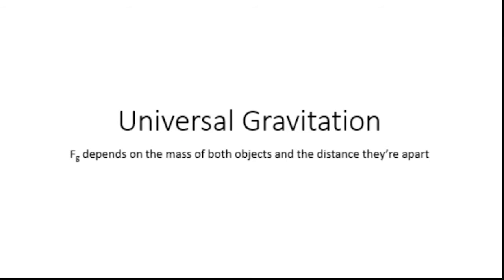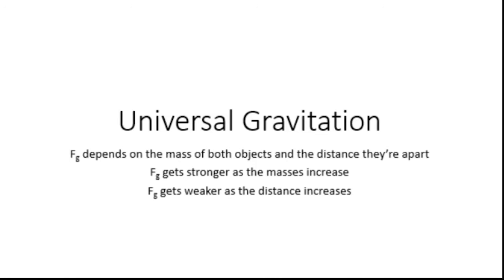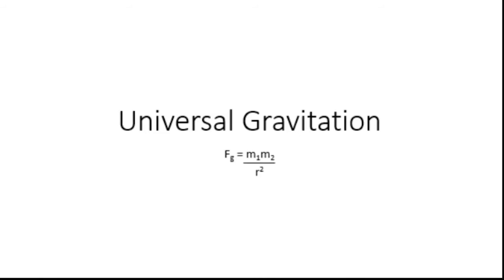Now, Newton devised that the force of gravity depends on the mass of both objects and the distance they're apart. Force of gravity gets stronger as the mass increases. More mass, heavier masses, stronger gravity. He also knew that the force of gravity gets weaker as the distance increases. Move further away from those objects, the force of gravity gets weaker. Throwing this into equation, we see the relationship of m1 and m2 on top, r on the bottom. This means the masses are directly proportional to the force of gravity, and that the distance from center to center is inversely proportional. So as r gets larger, the force of gravity gets smaller.